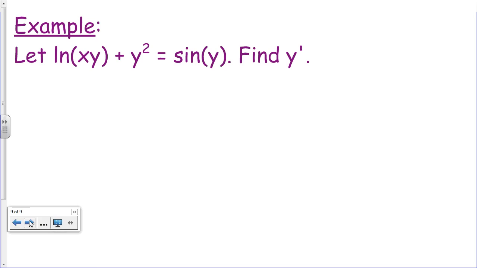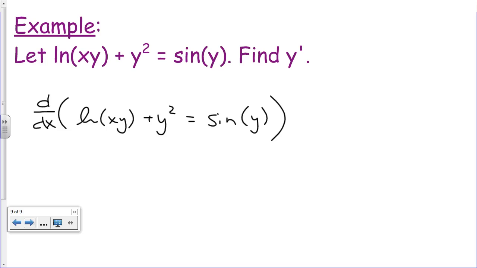All right, let's take a look at one last example here. One more of these derivatives of an implicit relationship. They want us to take the derivative of this and find out what y prime is equal to. So let's take the derivative of the natural log of x times y plus y squared is equal to the sine of y.